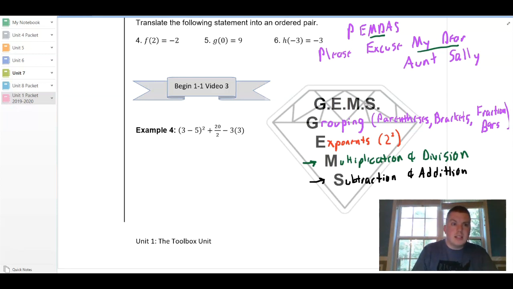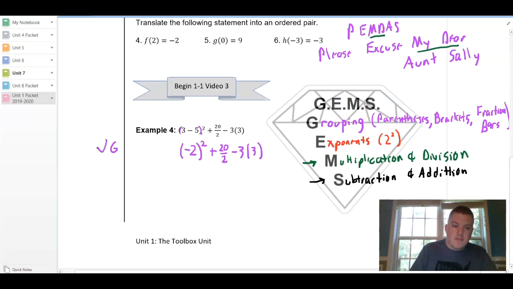So let's go ahead and look at example 4. So I have the quantity 3 minus 5 squared plus 20 divided by 2 minus 3 times 3. So the first thing I want to do is any grouping. So I do have a set of parentheses here that needs to be simplified first. So 3 minus 5 is going to give me a negative 2. I'm going to rewrite everything else the exact same. Negative 2 squared plus 20 divided by 2 minus 3 times 3.